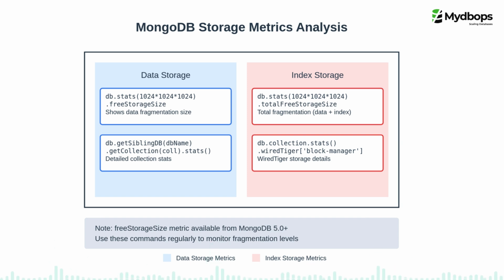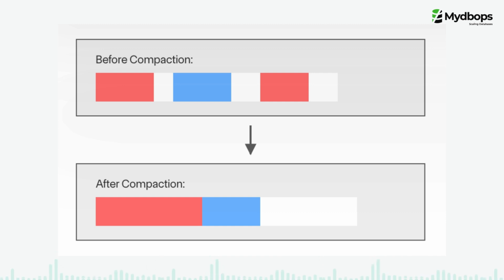Okay, so let's say we run these checks and, oh no, we've got a fragmentation problem. What do we do about it? Well, you've got two main options, compaction and initial sync. Let's start with compaction. Think of it like reorganizing that messy room. You're basically rewriting data and indexes to make everything nice and compact and hopefully free up some disk space.